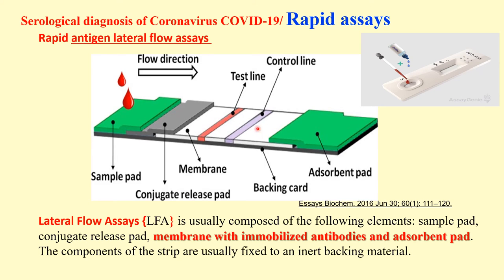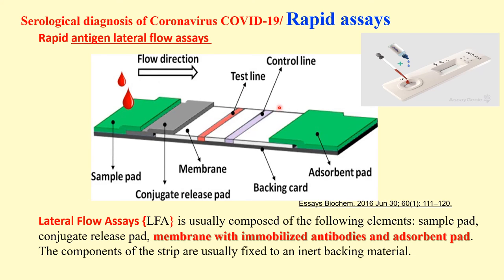Now, this membrane will contain what we call a test line. What's the test line? The test line is impregnated with antibodies against coronavirus COVID-19. So if I'm looking for the presence of coronavirus COVID-19 antigen in this blood sample, the strip here, or the membrane, will be impregnated with coronavirus COVID-19 antibodies.